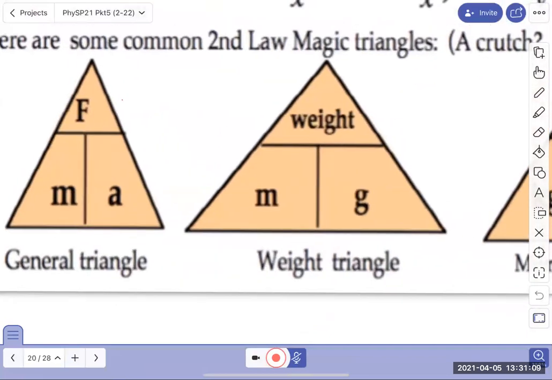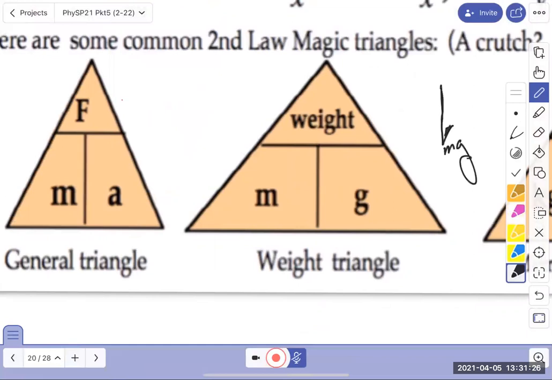So weight is F equals ma. Your weight is actually mass times gravity, because the acceleration on your body is gravity. So weight equals mg. A lot of times when I'm talking about a weight vector, which we'll do in a little bit, I just show it as mg because that is the symbol for the weight of an object.